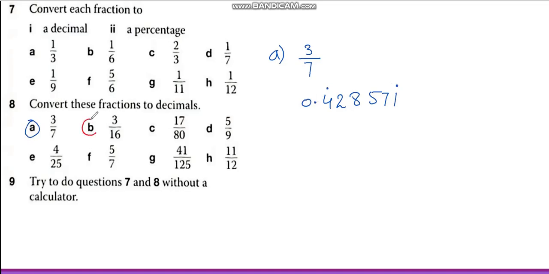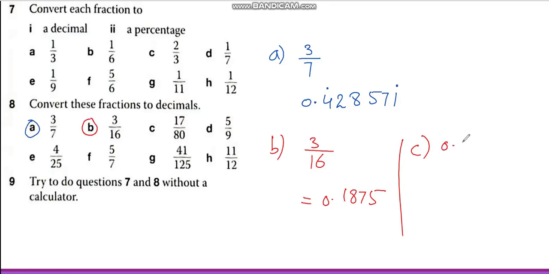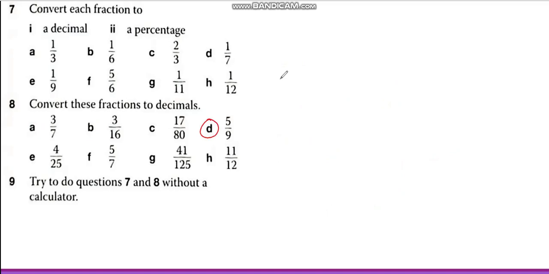Now, if we do B part, it's 3/16. So 3/16 means 3 needs to be divided by 16, and we get a decimal that is not recurring, meaning it's 0.1875. Now, if we do C part, it's 17 upon 80, and if we divide it, we get a decimal that is 0.2125. Similarly, if I do D part, we'll get 5 divided by 9.